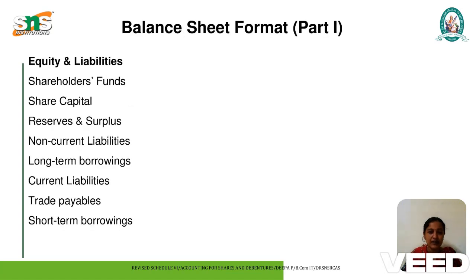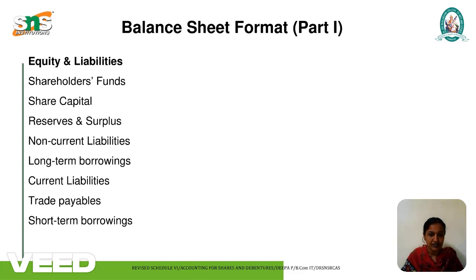Next is the balance sheet format. That is Format one. This first part is equity and liabilities. Shareholders' funds mean funds received from the shareholders, and that should be shown on the equity and liabilities side. Then share capital, then reserves and surplus. Reserves are kept for future contingencies.